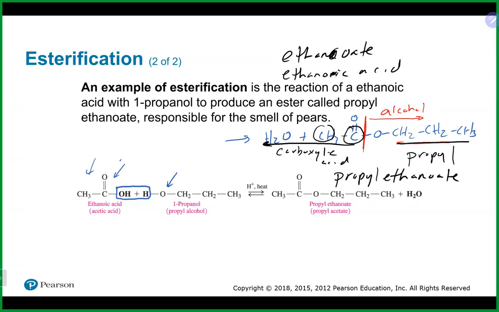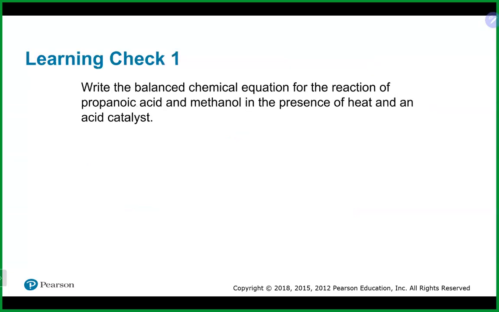You can then get rid of the ic at the end and just put ate at the end of it and drop the acid as well. And that will give you your ethanoate. So whichever way you want to remember to do that. Again, a lot of books will teach you to just take it out of the carboxylic acid name. Any questions on that there?